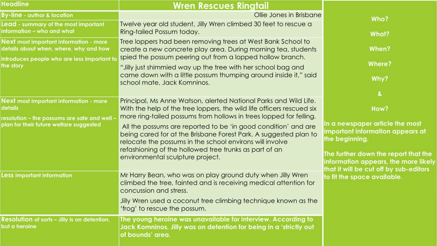This is almost a hilarious news item, but I do not have the time to go through the entire news item. So, that is why I just made the divisions. How have the divisions been made? The next most important information: more details, resolution, possums are safe, well planned for their future, welfare suggested. Then the next part is less important information, and finally a resolution. This is how you make a division when you are writing a newspaper report.